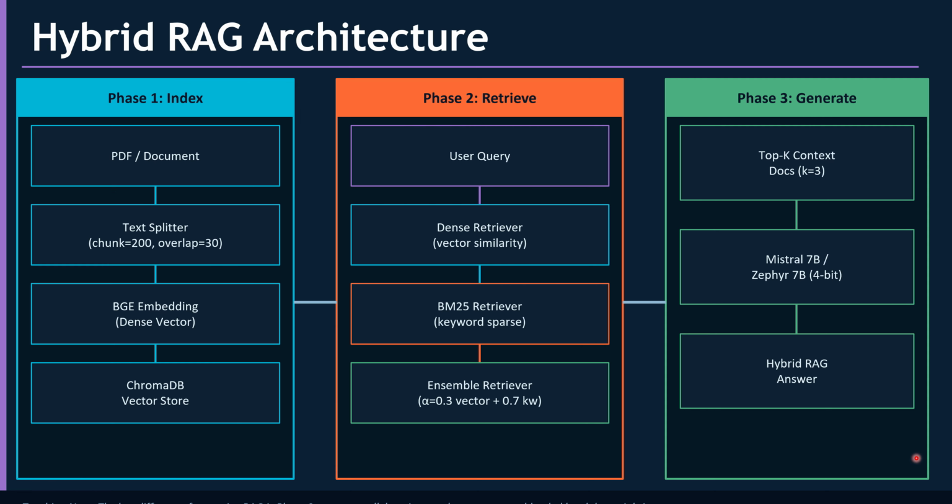The BM25 retriever does keyword-based sparse retrieval, and the ensemble retriever then blends the two scores, 30% vector and 70% keyword, and returns the top K documents. Phase 3 is generation. The context documents are passed to Zephyr 7 billion, loaded at 4-bit NF4 precision via bitsandbytes, which generates the final answer. We will use the LangChain package for EnsembleRetriever and RetrievalQA for our notebook.